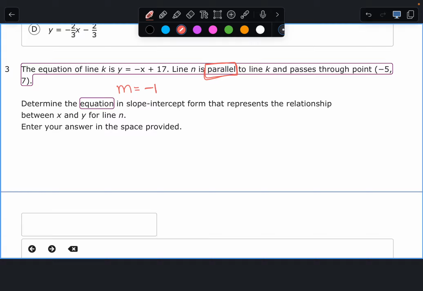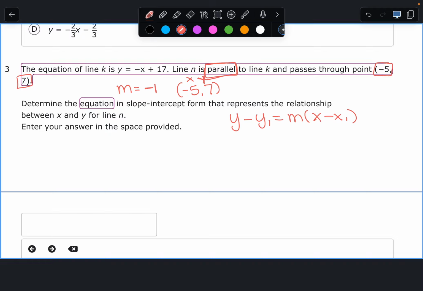Negative 1. Now, it also tells you that it's going to go through the point negative 5, 7. What can you use when you have a slope and a point? It's in the name. Slope, intercept form? No, when you have a slope and a point, point-slope form. It's in the name. Now, you don't have to memorize this formula because it is in the formula chart. But always remember, y goes with y, x goes with x, m goes in the middle.